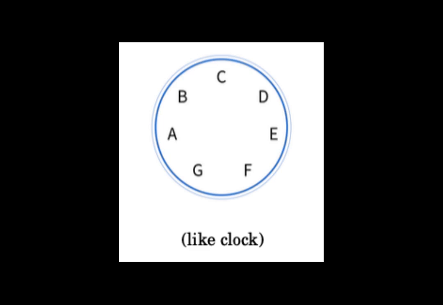Another way to visualize the musical alphabet is to arrange the letters around a clock. Practice speaking through the alphabet moving forward or clockwise and backward or counterclockwise.